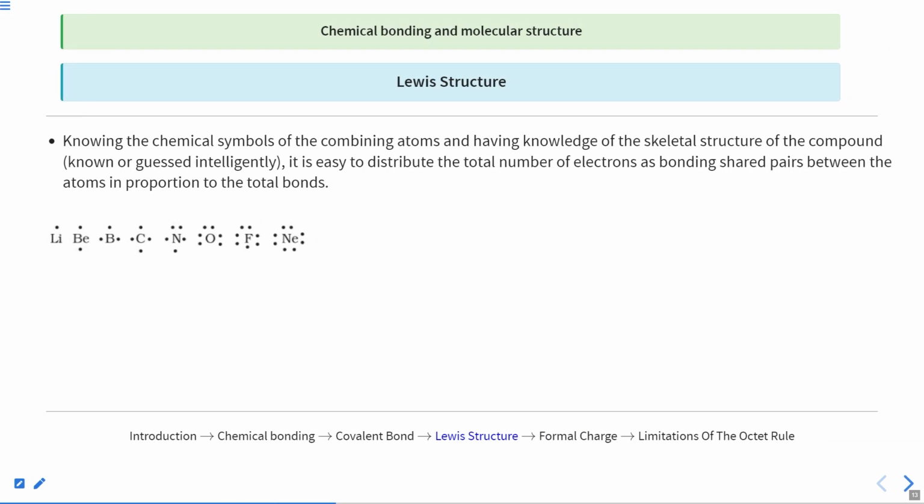So here is an example to illustrate how we can write the Lewis dot structure for different elements. So lithium, beryllium, boron, carbon, nitrogen, oxygen, fluorine, neon. Neon has of course 8 electrons. It has completed its octet. Okay.